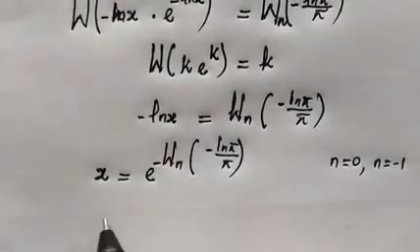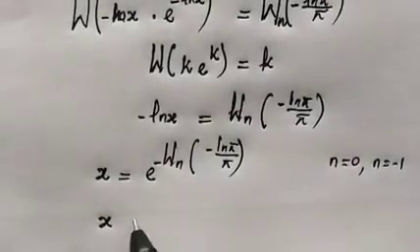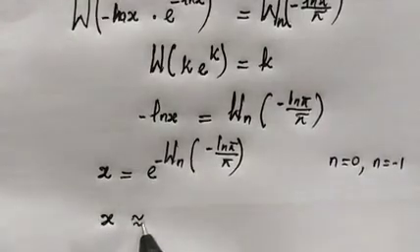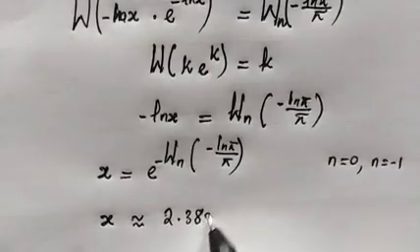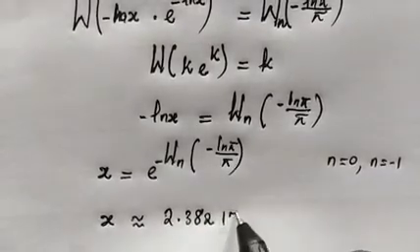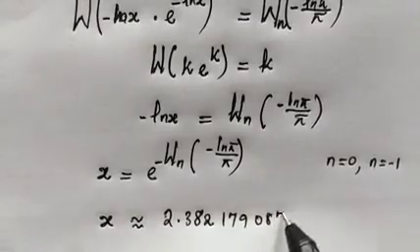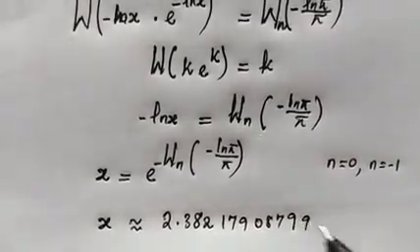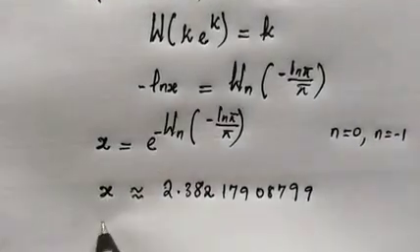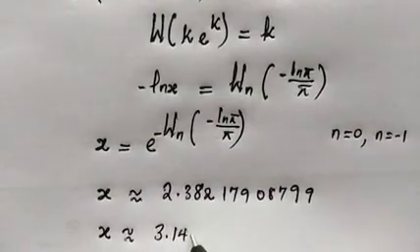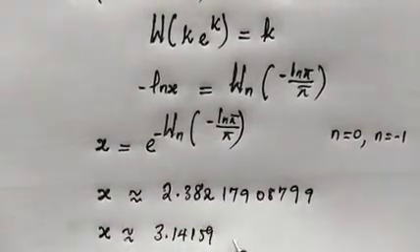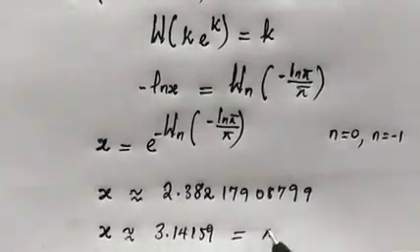If n is equal to 0, that will give us our first solution, which is approximately equal to 2.38217908799. And when n is equal to -1, we get the second solution, which is approximately equal to 3.14159, which we know very well that this is equal to pi.